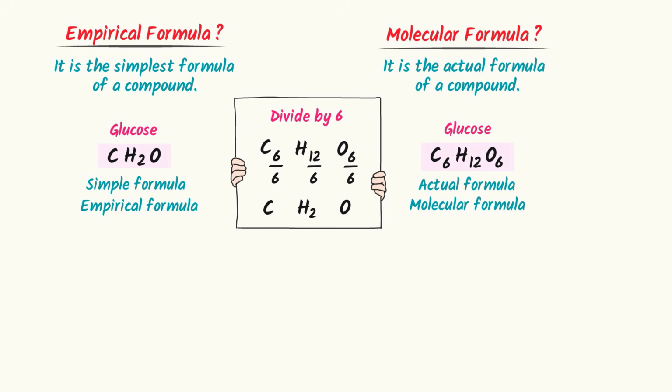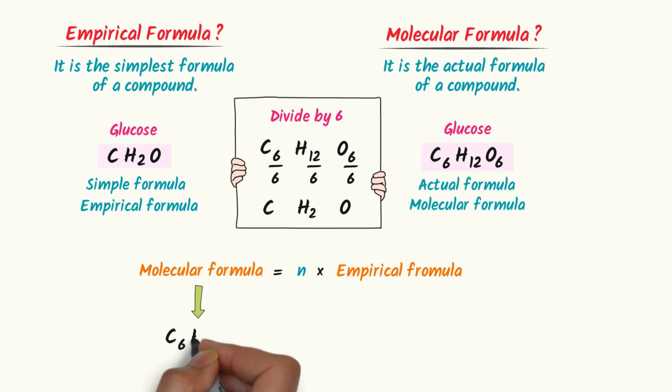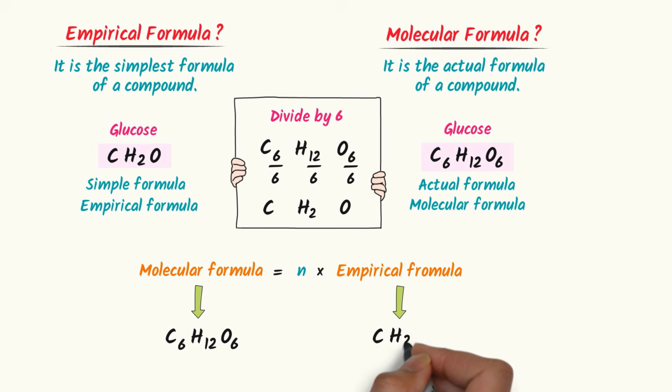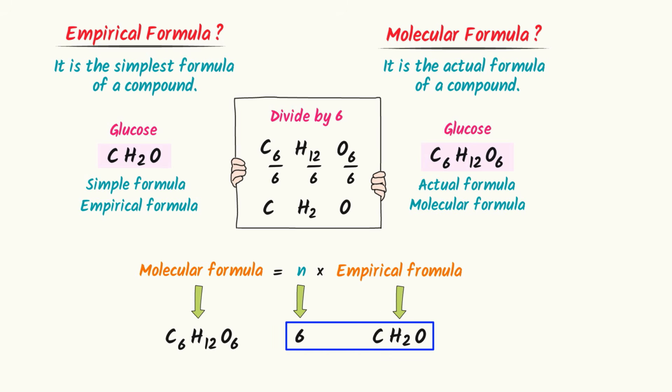Note it down that molecular formula is equal to n times the empirical formula. For instance, the molecular formula of glucose is C6H12O6, while the empirical formula of glucose is CH2O. Here, the value of n is equal to 6. It means that if we multiply the subscript of the empirical formula of glucose by 6, we will get the molecular formula of glucose. Now we will learn an important numerical problem.